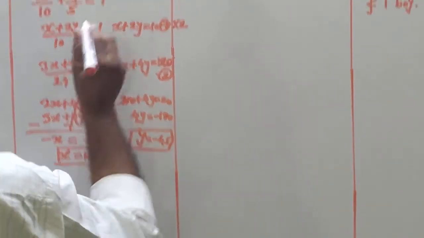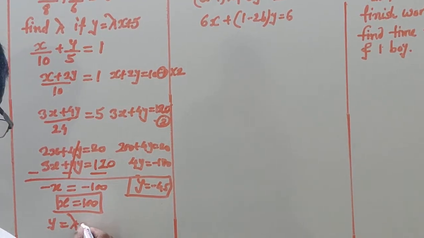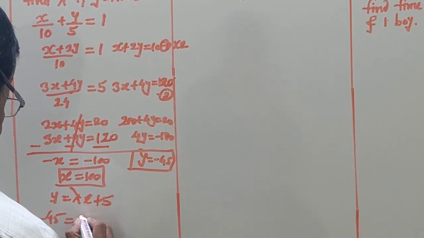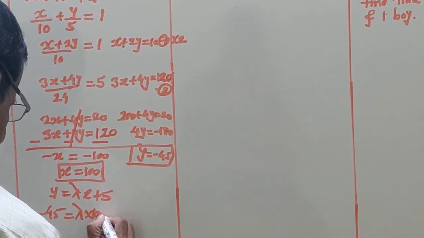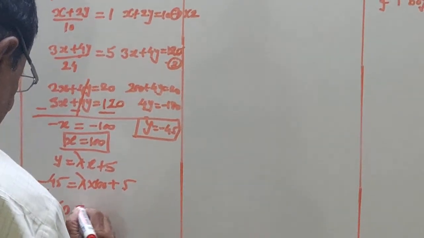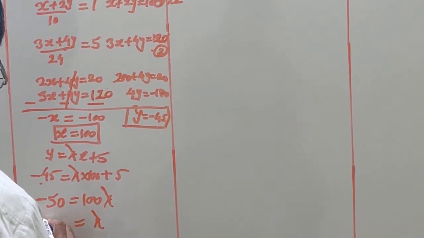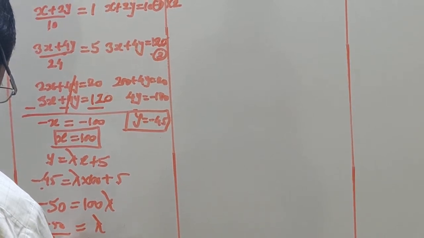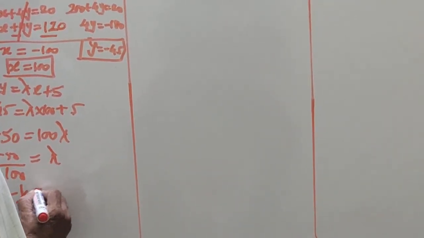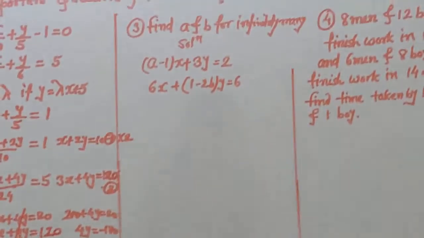Now I will substitute the values to find lambda. Lambda x plus y is equal to 0 ... y is minus 45, lambda x is 100 lambda. Now I will transfer this here. So what will come here? Minus 50 is equal to 100 lambda. So the value of lambda is equal to minus 50 upon 100, that is minus 1 by 2. This is the required answer for the given problem. This is also a very important sum.